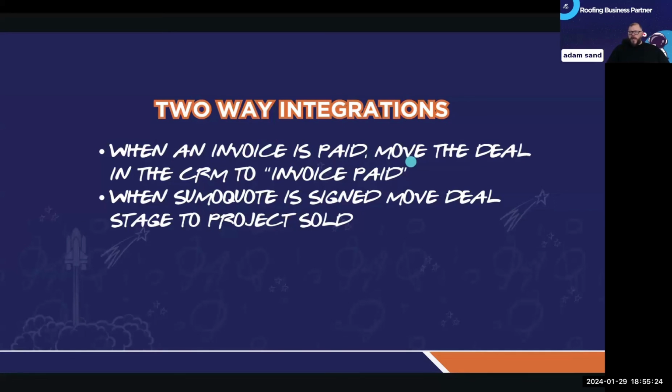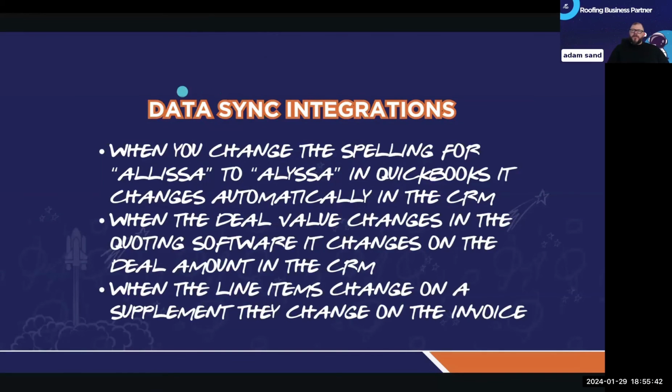And when the invoice is paid, it moves the deal in the CRM to invoice paid. So it's two-way, right? When the Sumo quote is signed, it moves the deal to project sold. So basically, you could create the Sumo quote, and then when the Sumo quote is signed, it will go back to the place where it was created and move a deal stage. That's a two-way.